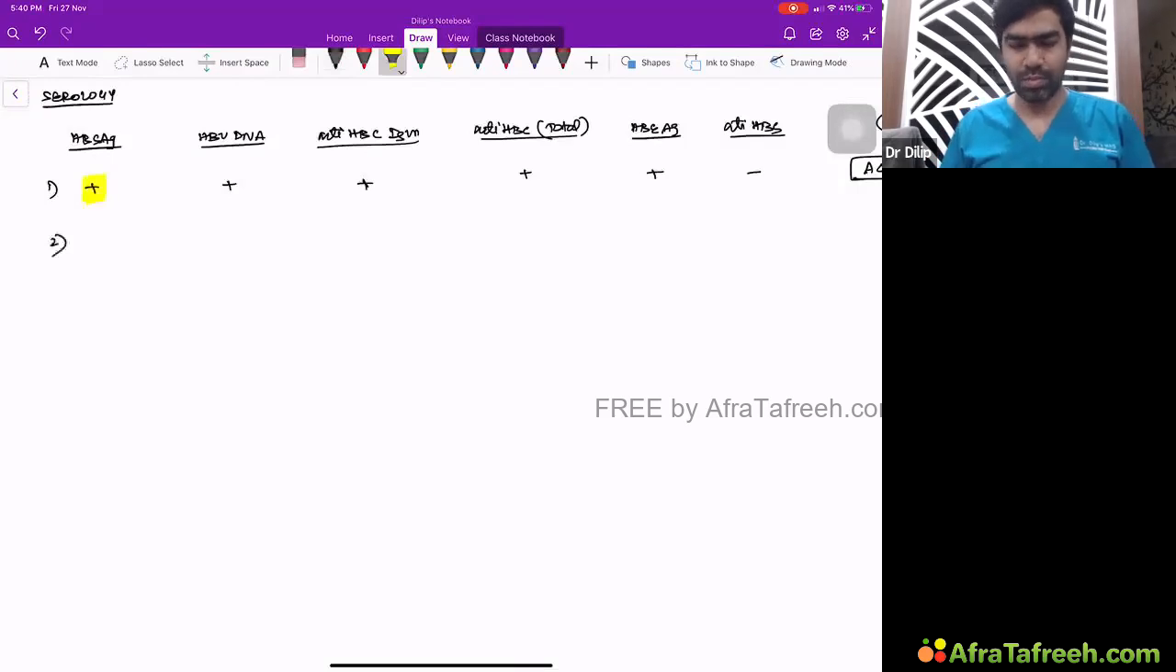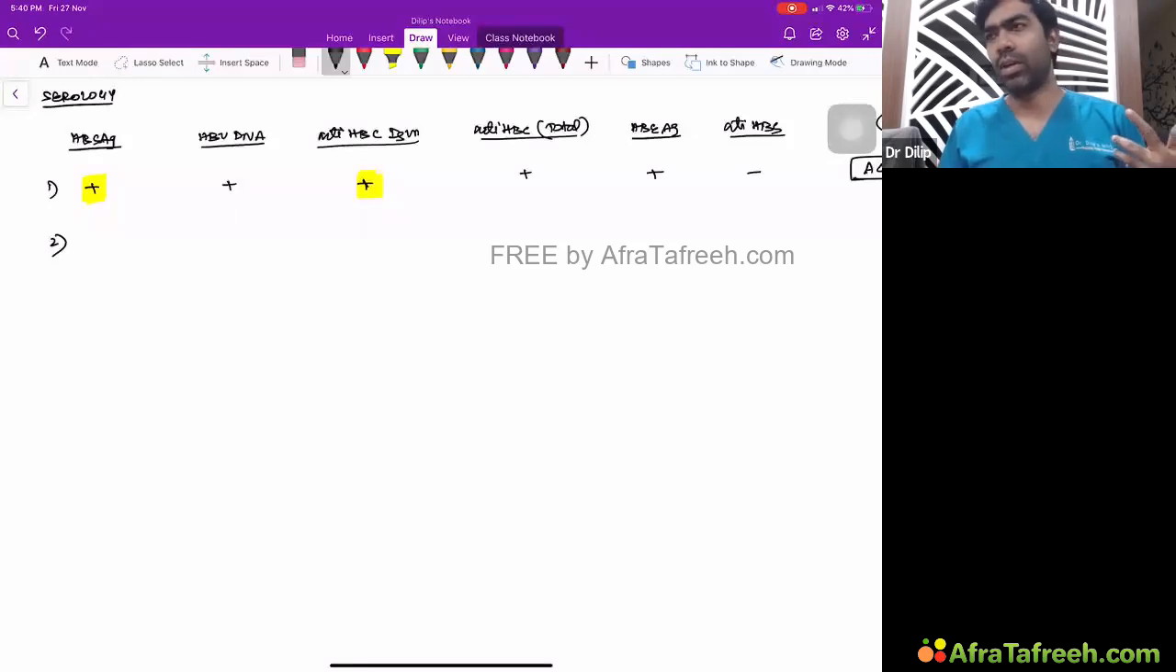Because HBsAg positive means infection is always there, and IgM positive means it's an acute infection. IgM can be positive in three situations: one is a flare, or it could be an acute infection, or probably the window period. In the window period, of course, everything else will be negative and only anti-HBc IgM will be positive. But here, both are positive, so it must be an acute infection, of course.